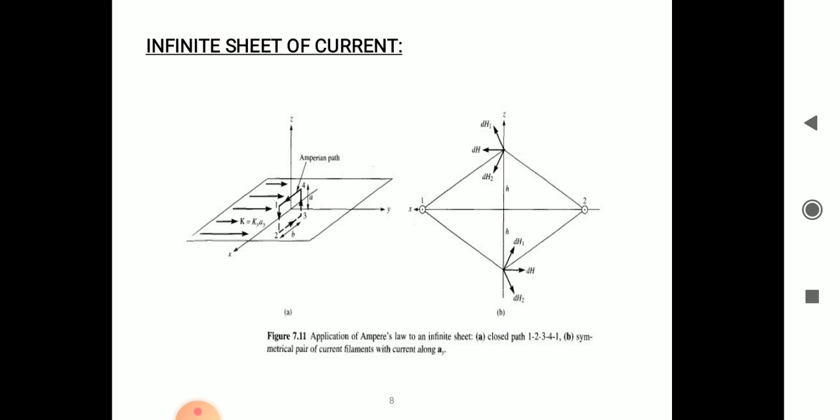The distance between 2 and 3 is b. The distance between 3 and 4 is a, the width and height of the Amperian path. You see here that point 1 and point 2 are going inside, and 3 and 4 are coming outside. As we know, inside is designated as a circle with a dot.